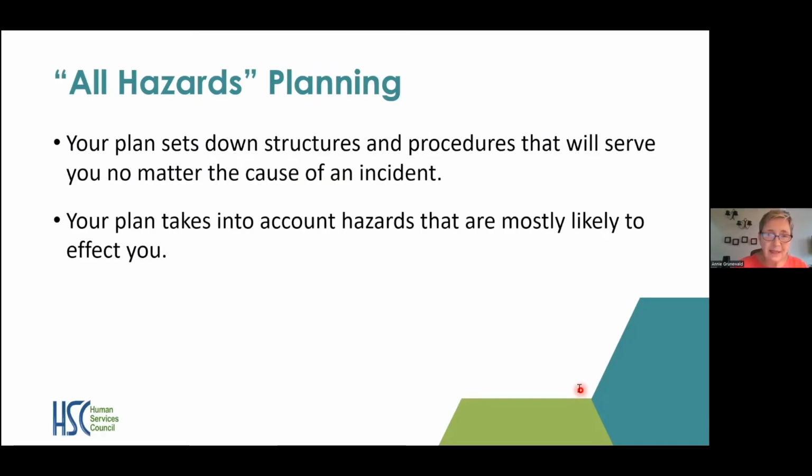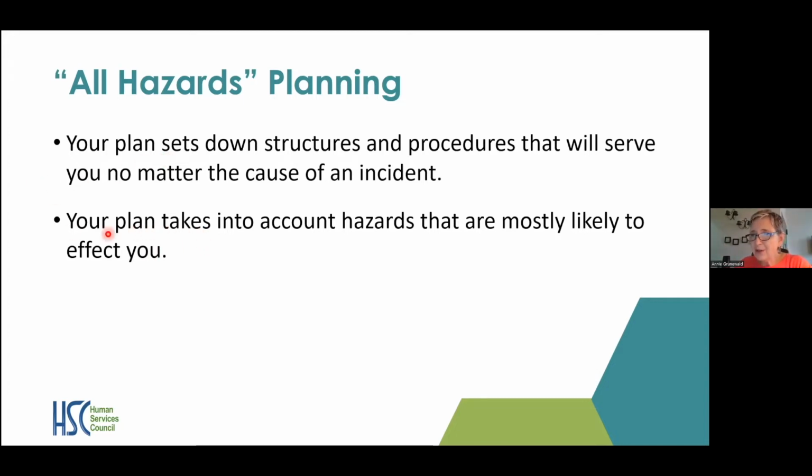The term all hazards planning is bandied about a lot. In emergency management, we use it: we call it an all hazards plan, we have an all hazards approach. What that means to me is two things. First of all, your plan should set down structures and procedures that will serve you no matter what the cause of the incident is. So that's things like your incident command structure, your communication system, your response teams in your organization, your human resources policies, your IT policies related to emergencies, all of that, all hazards.